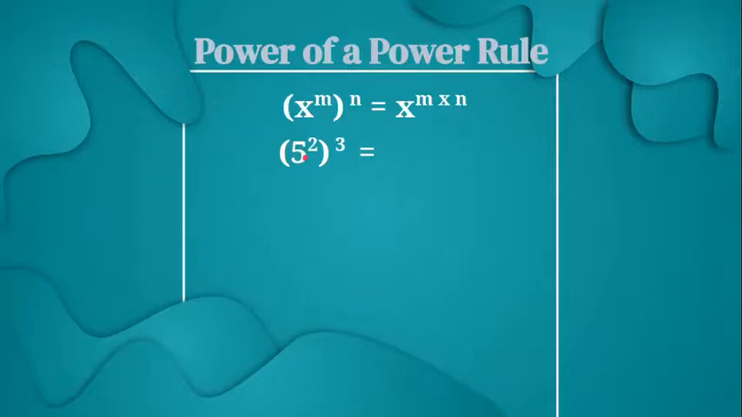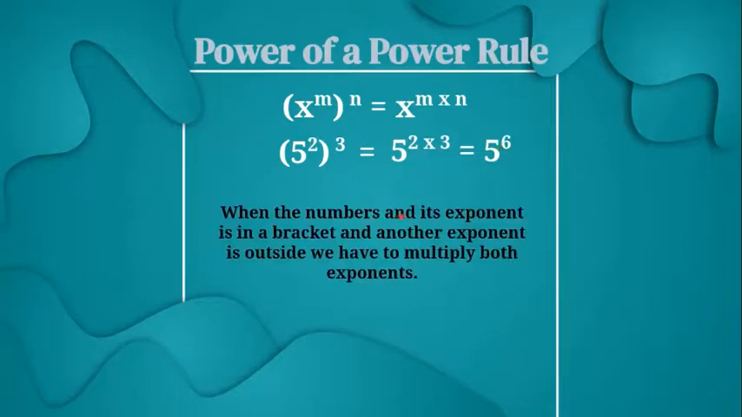So here, when you have a number and its own exponent in brackets, and you have another exponent outside the bracket, what you're going to do is keep the same base number. So 5 is going to be 5, but you're going to multiply 2 by 3. You're going to multiply both exponents. So if one exponent is with its base number in a bracket and another exponent is outside, you need to multiply both exponents. So 2 times 3. So here 5 to the power of 2 times 3, which is 6. So 5 to the power of 6. When the number and its exponent is in a bracket and another exponent is outside, we have to multiply both exponents.